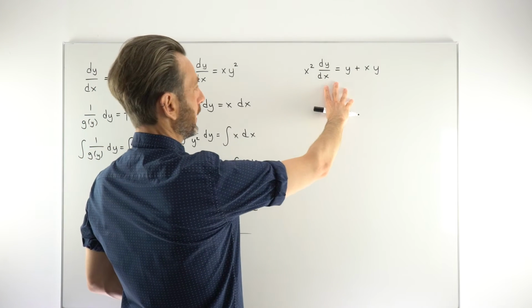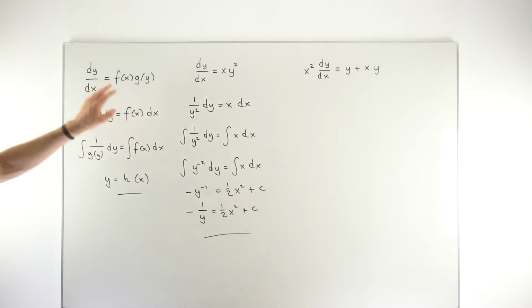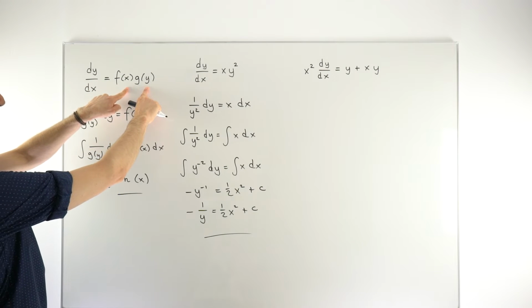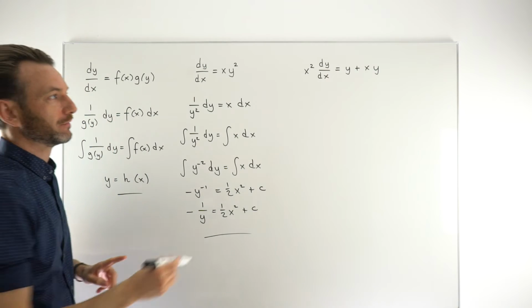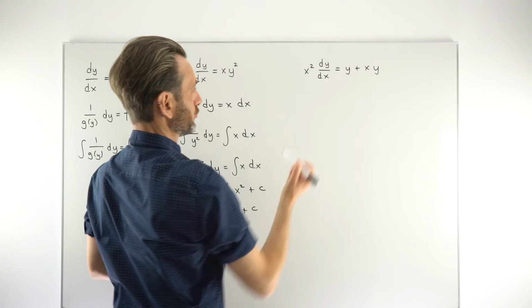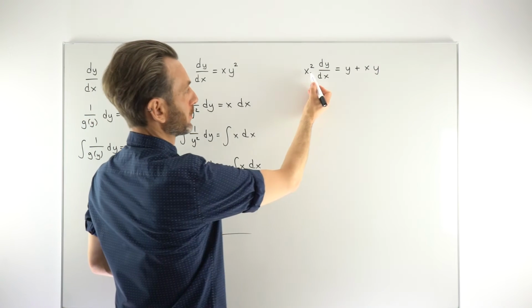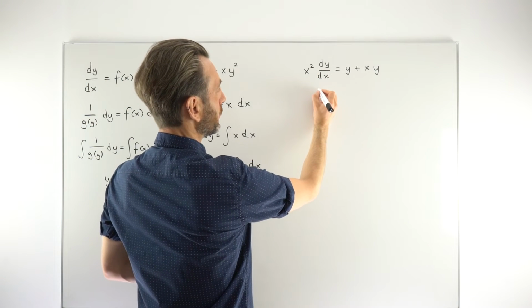Let's take a look at this one. We noted already that this is not in the correct format. If you think about the format that we're looking for, it's not so much a focus on this product. Well, it kind of is, but it's a bigger focus, I think, on this isolated first derivative. Here we do not have the first derivative on its own, but we could manipulate the equation to get it on its own just by dividing both sides by x squared. So let's go ahead and do that.